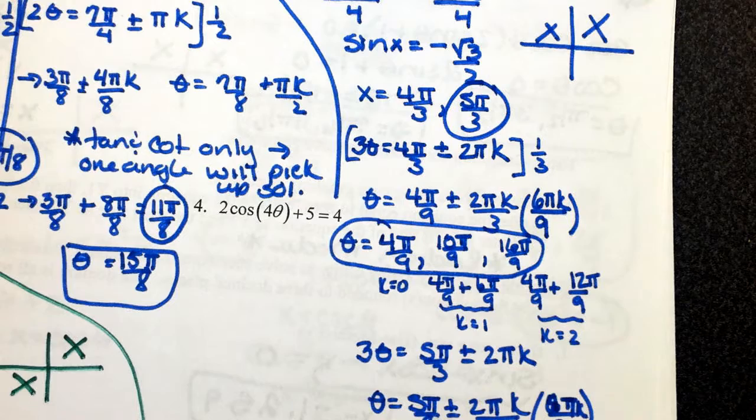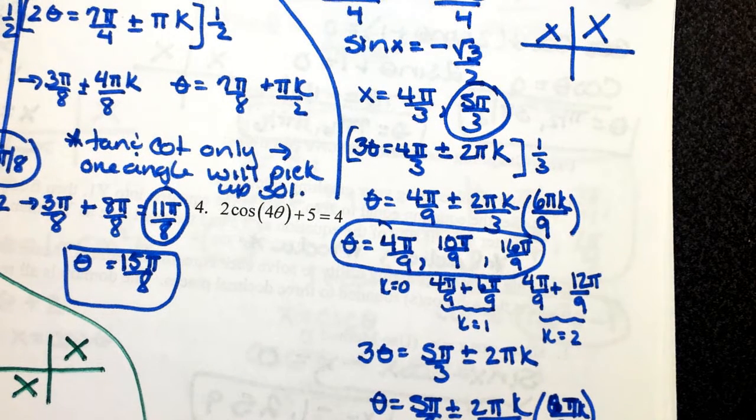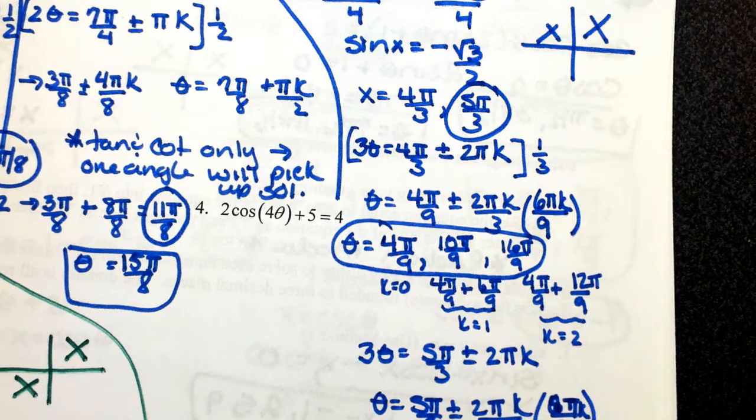Look at number 4. Is this my good news or bad news scenario? Bad news. Why is it my bad news? Because it's cosine. Why in this case do we not like cosine? We have to do what? Both. So notice I'm going to get a fresh new sheet of paper.